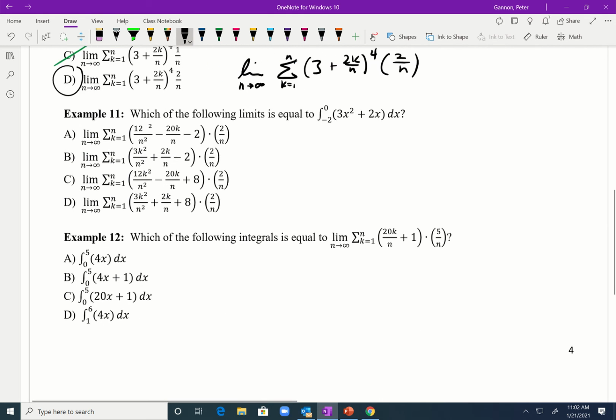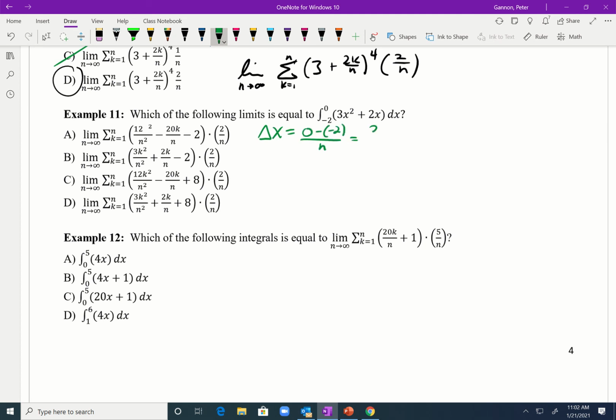All right, if we move on to 11, again, I pause the video, try it on your own. We're going to start with delta x, which in this case is 0 minus negative 2 over n. Again, we simply get 2 over n. Now, over here, all of our delta x values are 2 over n, so that doesn't help us eliminate anything. So we're going to go find f of a plus k delta x. So in this case, I'm going to skip that step.